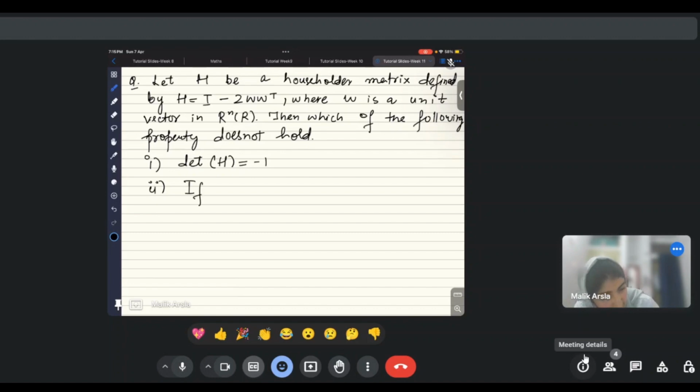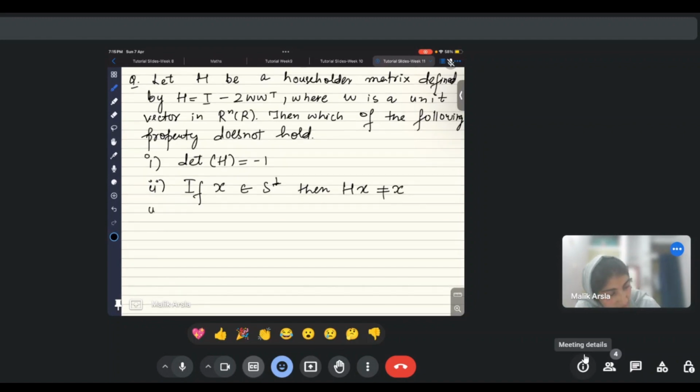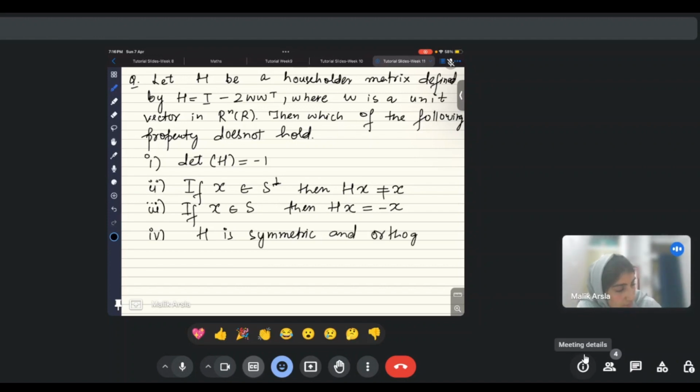The first one is determinant of H is equal to minus 1. If X belongs to S perpendicular, then H of X is not equal to X. The third one is if X belongs to S, then H of X is minus X. And the fourth is H is symmetric and orthogonal.